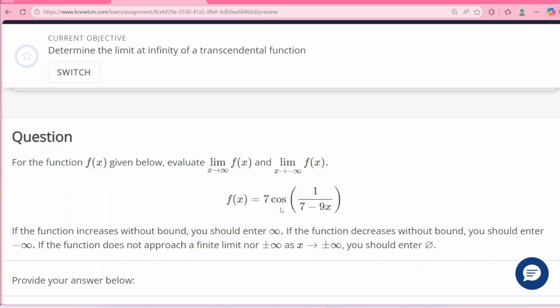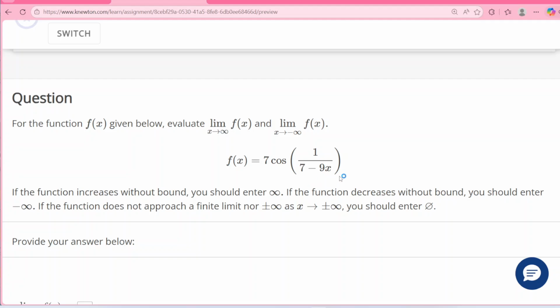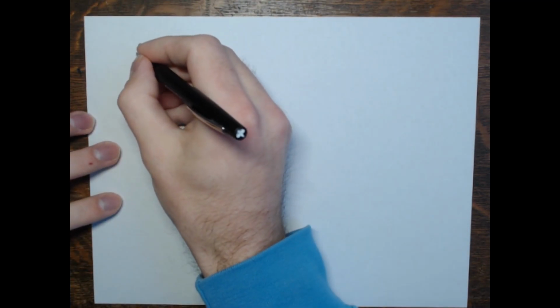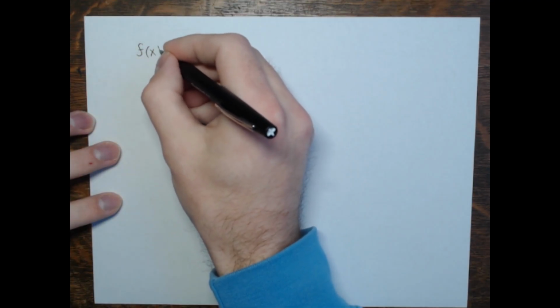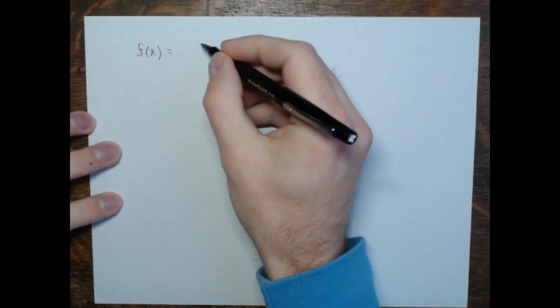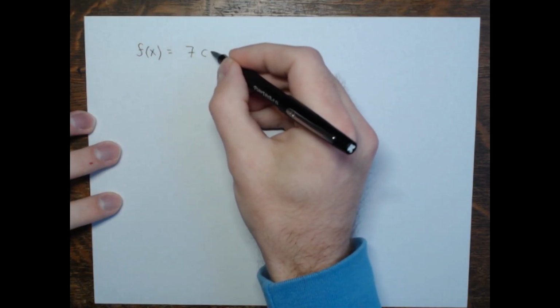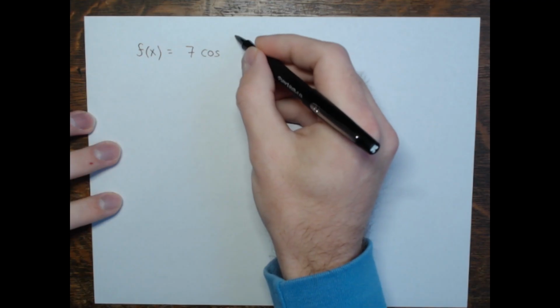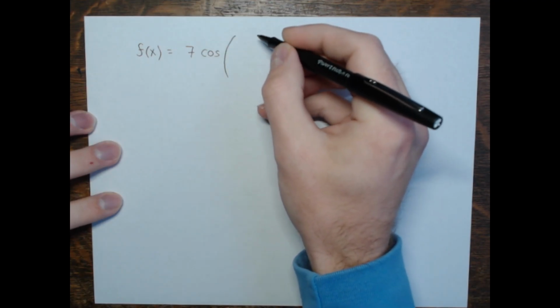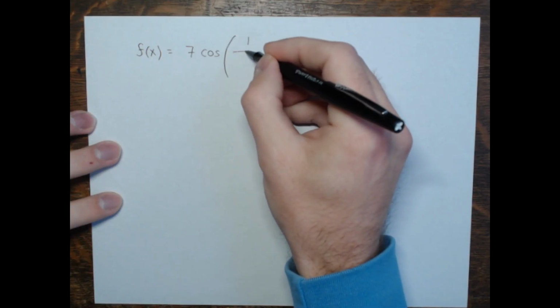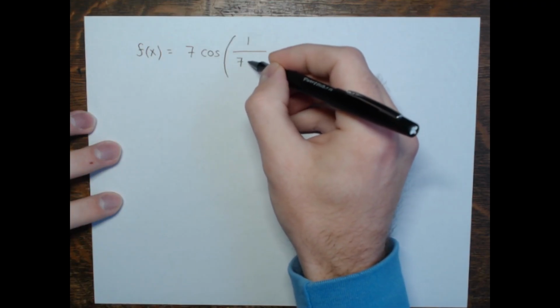And just think about what would happen here if x got large. And I'm still going to go to a graph, I'll go to a table. We'll do all the same stuff I've been doing with all the other problems. But let's think about it on paper first. So my function, 7 times the cosine of, and then inside that cosine is 1 divided by 7 minus 9x.